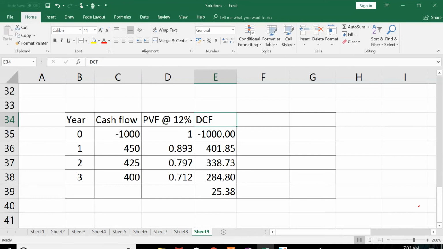Two decimal calculation. Any doubts on 12%? Any doubts on the NPV answer? Now we have got positive NPV, increase it to 14%. Any doubts on 25.38?